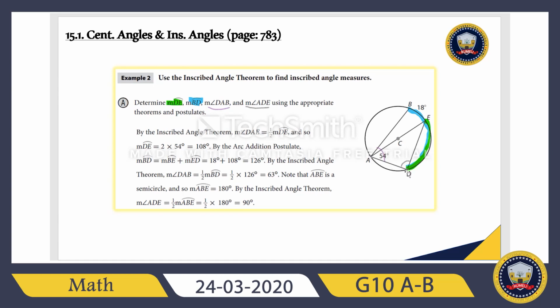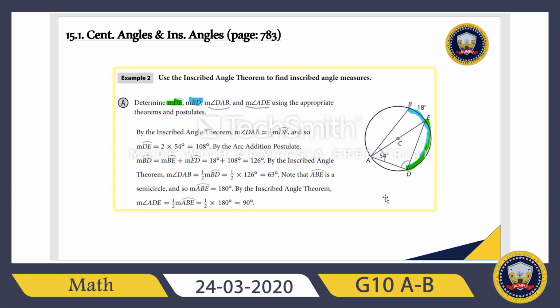So from the theorem, ADE will be half of the intercepted arc, which is 180 divided by 2, which is 90. So this angle here, in fact, is 90 degrees. Clear? Let's give you here a general remark.